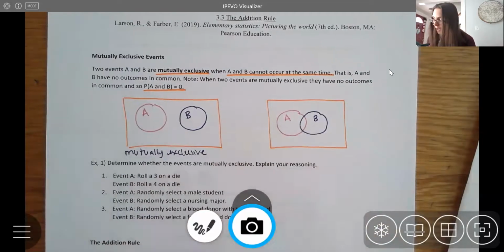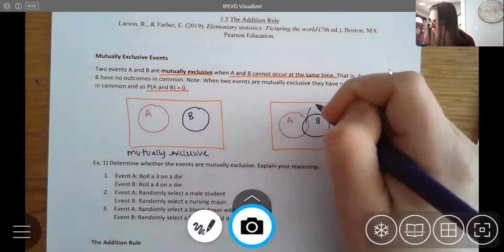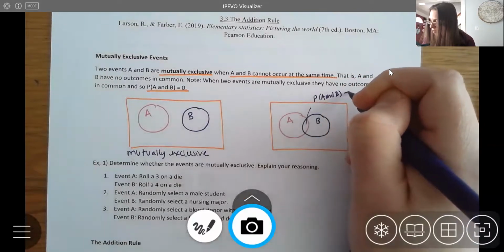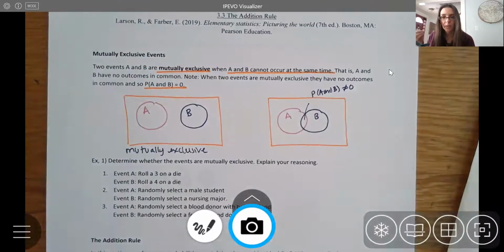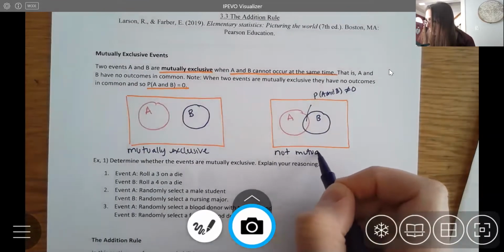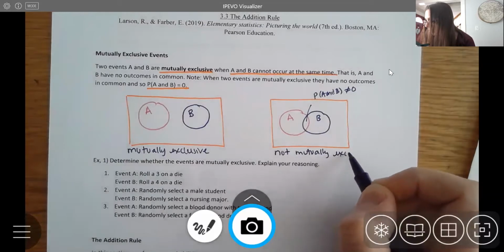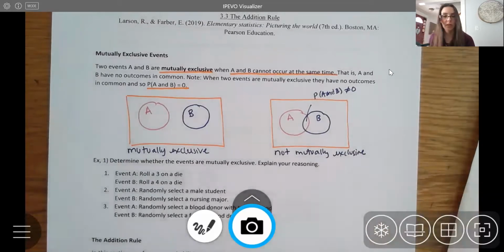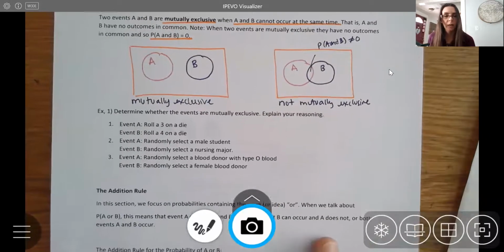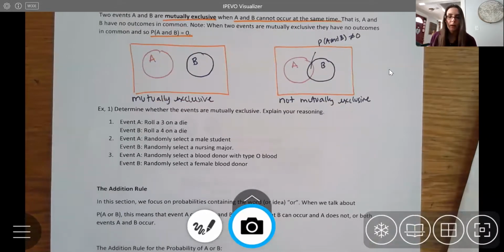When there is an overlapping region, right? So right here, P of A and B, this is not 0, right? There's something in between there that's overlapping, then these are not mutually exclusive. So let's look at a few examples. Okay, so we're going to decide if the events are mutually exclusive or not mutually exclusive.